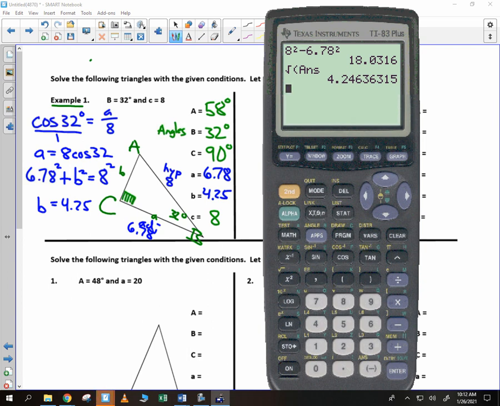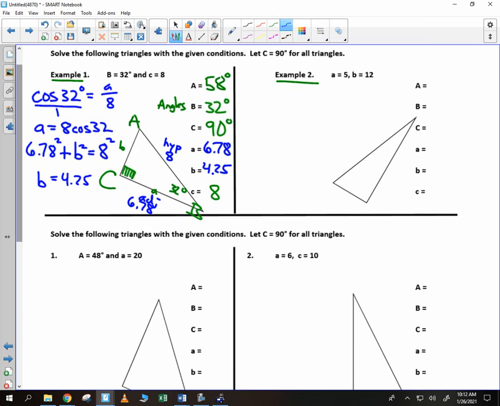Here's a great way to check to see if your answer is reasonable. Angle C, biggest angle. Side C, biggest side. Angle B, smallest angle. Side B, smallest side. Angle A is in the middle. Side A is in the middle. We are almost out of time, but we will make it through as much as we can here.